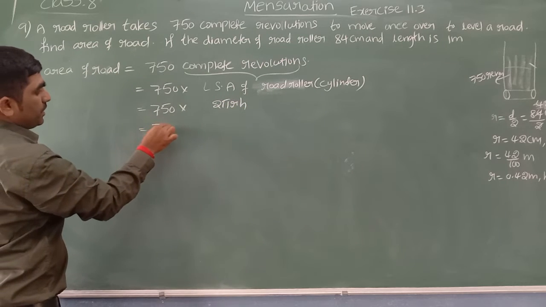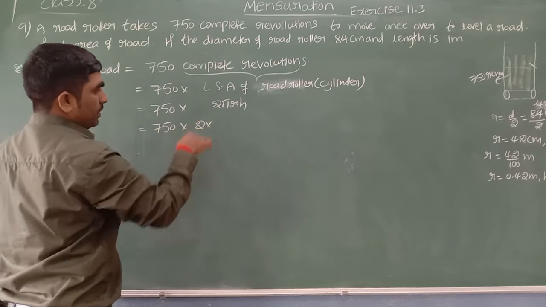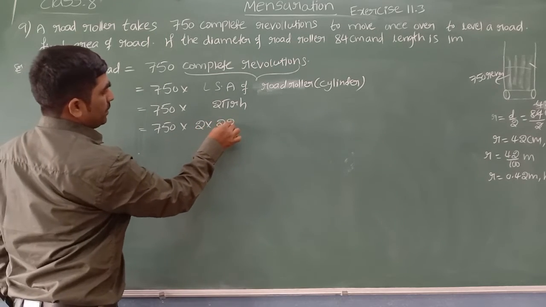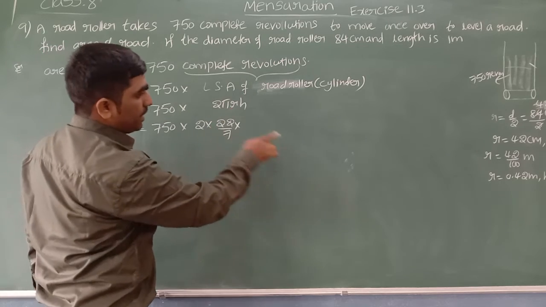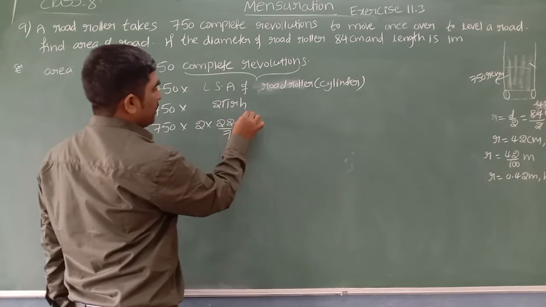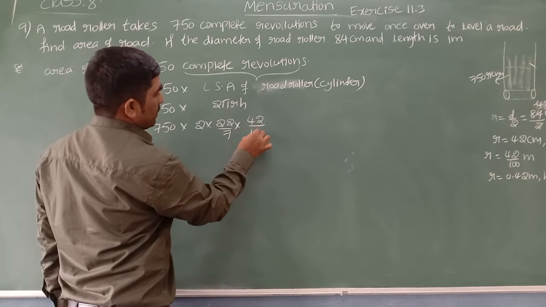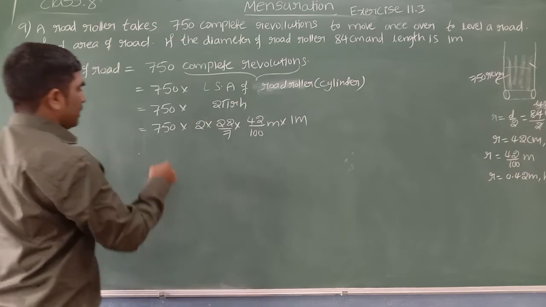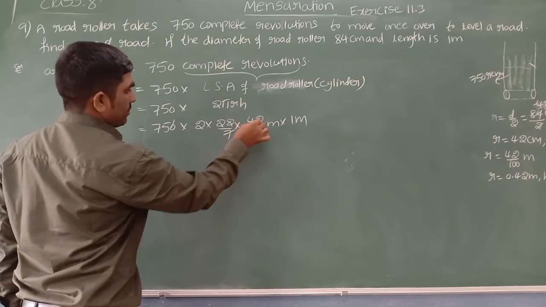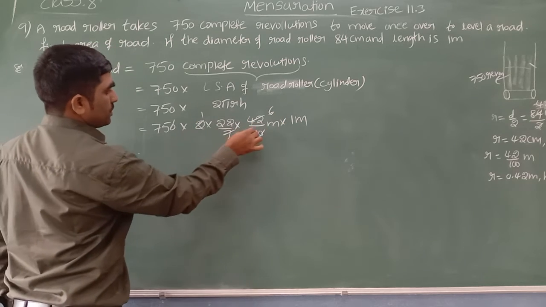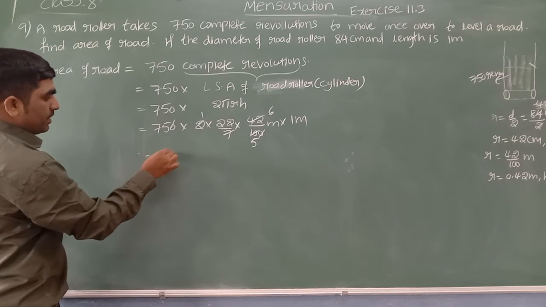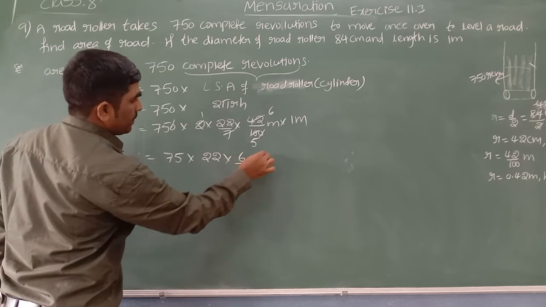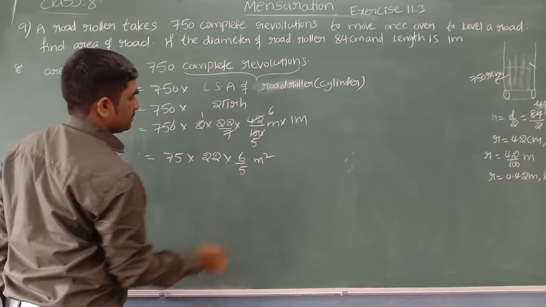Simplify: 750 into 2 into the pi value. Take pi as 22 by 7, and the radius as 42 by 100, which will help us with cancellation also. And what about h? 1 will. Simplify is better. 10 and 10 cancel. 7 ones are 7, 6 sevens are 42. 2 ones are 2, 5 twos are 10. And write the leftover part: 75 into 22 into 6 by 5 meter into meter, we can write square meters.